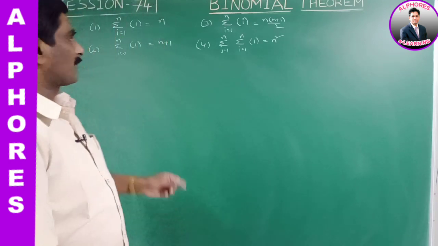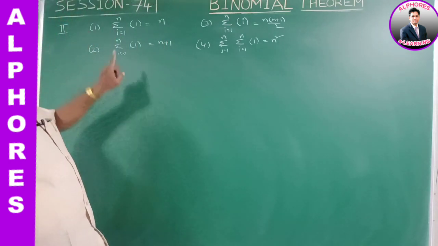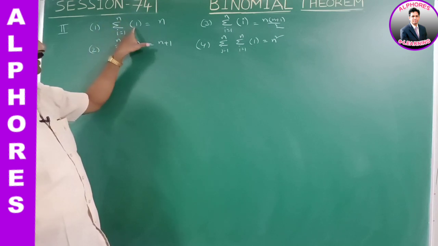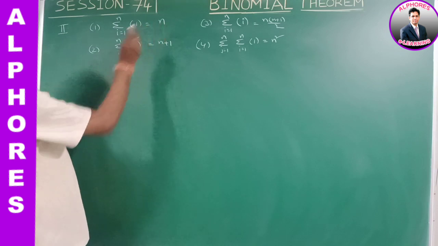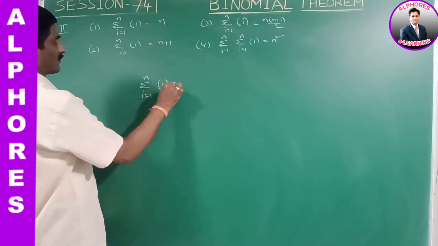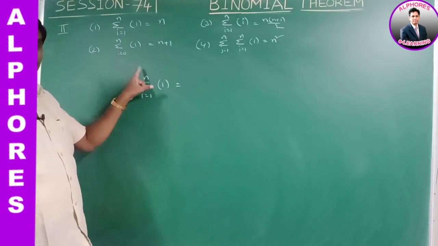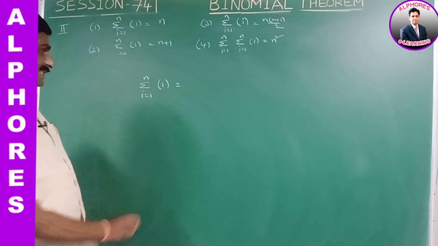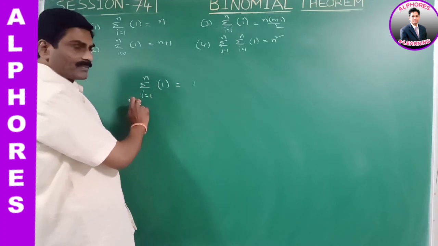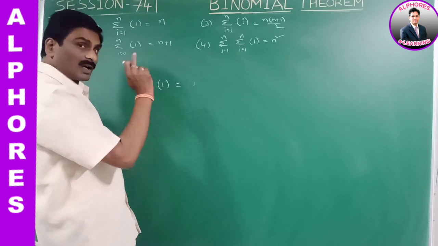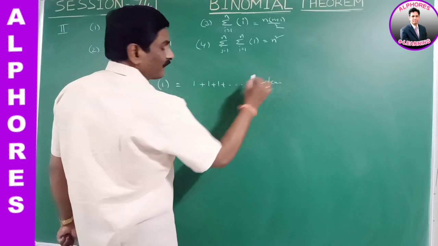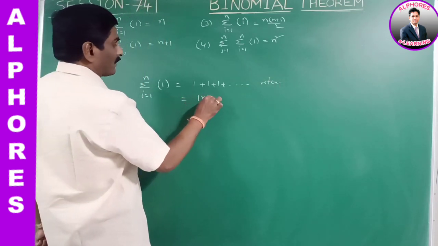Next, Roman number 2. Sigma of i = 1 to n of 1 is equal to n. Please observe this value: sigma i = 1 to n, this value is 1. i = 1 to n means it has how many terms? n terms. Here it is a constant term. First term is 1, second term is 1, third term is 1: 1 plus 1 plus 1 plus and so on up to n terms. That means 1 into n, that is equal to n.